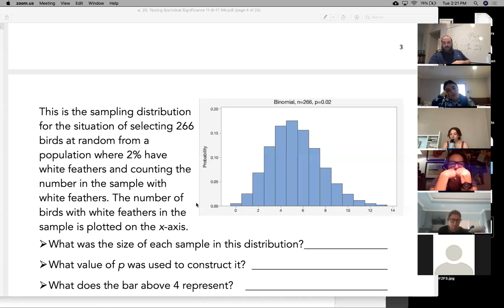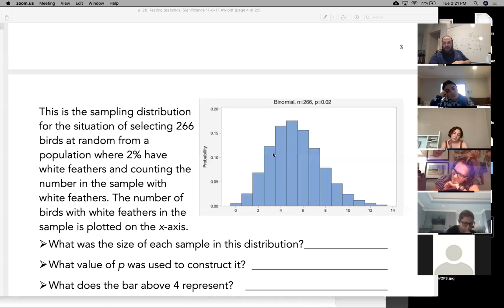For example, what percent of the time did we have 5 birds with white plumage? It happened roughly 17% of the time. 17% of our samples had 5 birds with white plumage. And what percent of our samples had 4 birds with white plumage? About 16%. And how many of our samples had 3 birds? About 12%. And how many had 2 birds? About 7%, and so on.